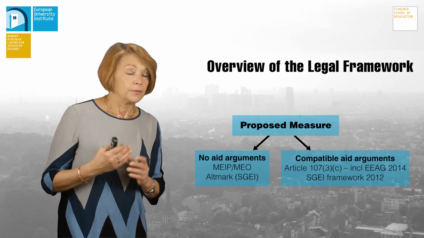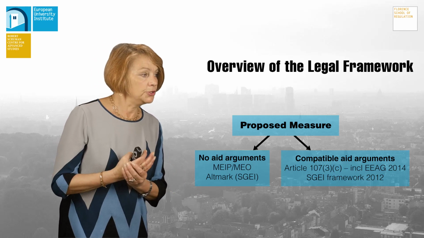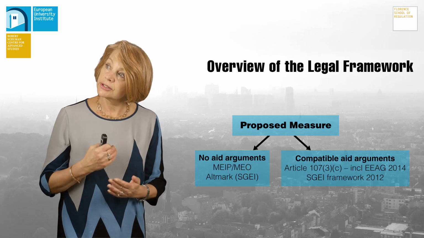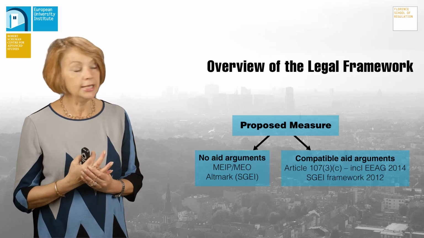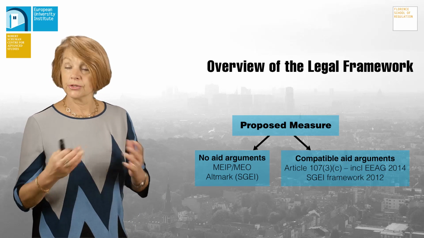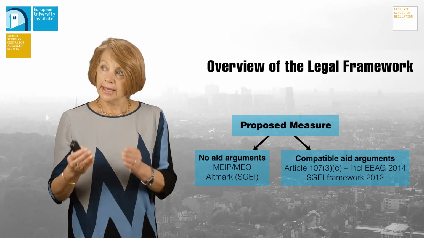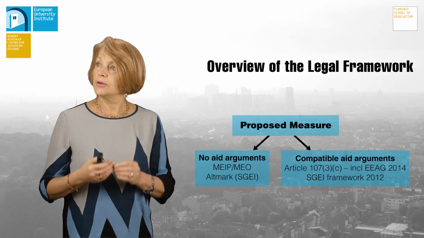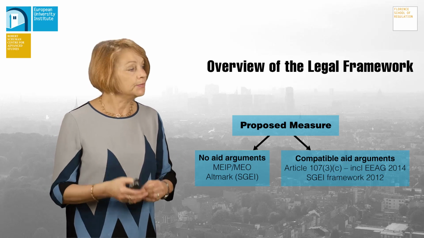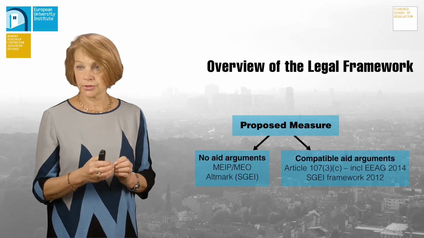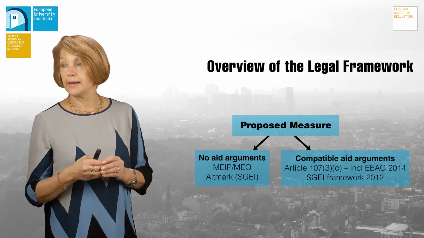And the member state might go for all the options open to it, so it will argue that the measure is compatible on the basis of Article 107.3(c) of the treaty, so it's support for a particular sector. And the member state can then use the guidelines, the EEAG of 2014, which specify the principles in greater detail for having the aid to be declared compatible.